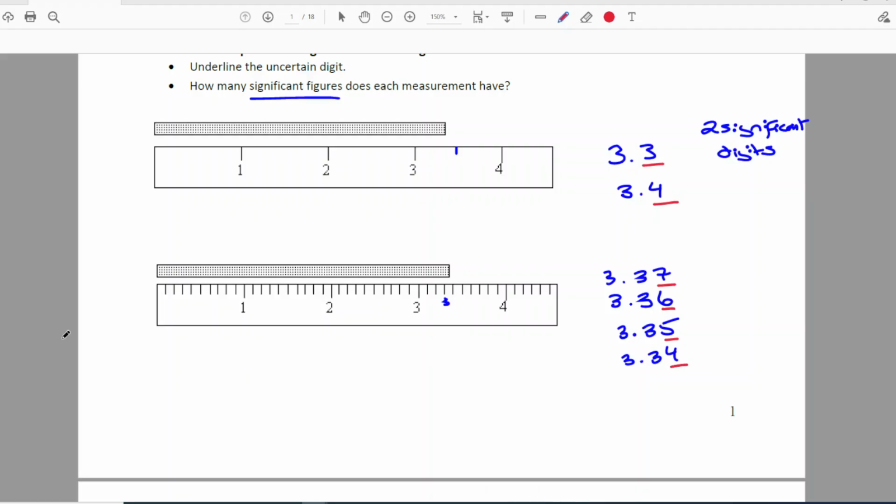What's happened is that we've gone from 1/10 of a precision to 100th precision. So instead of 1 decimal place, we've got 2 decimal places. But it is known that that second decimal place is an estimate. But we would say now that this has 3 significant figures because I wrote down 3 digits.